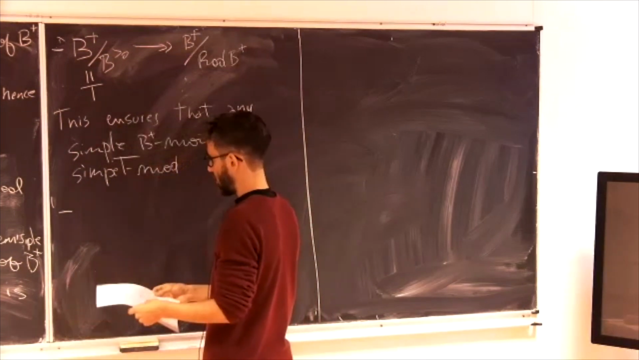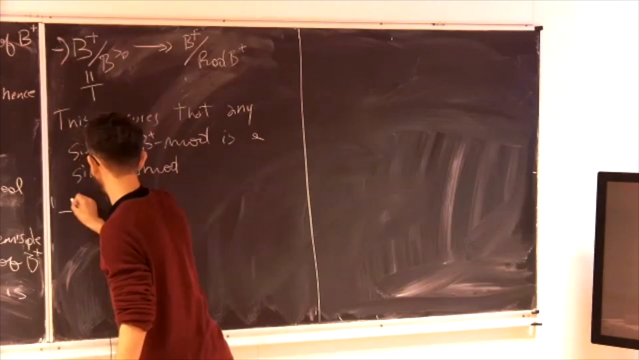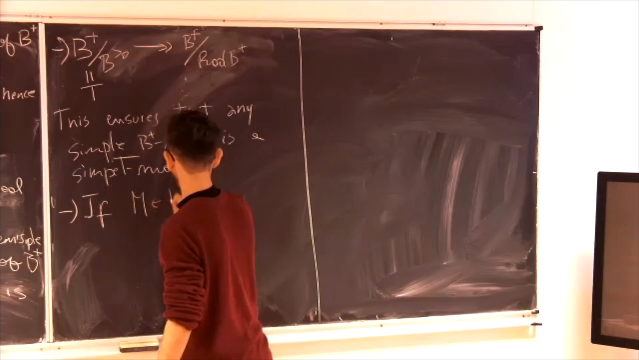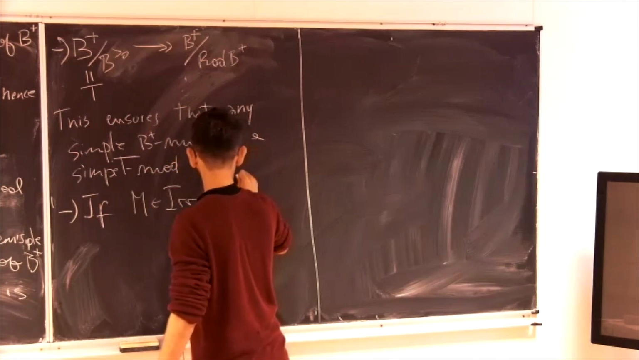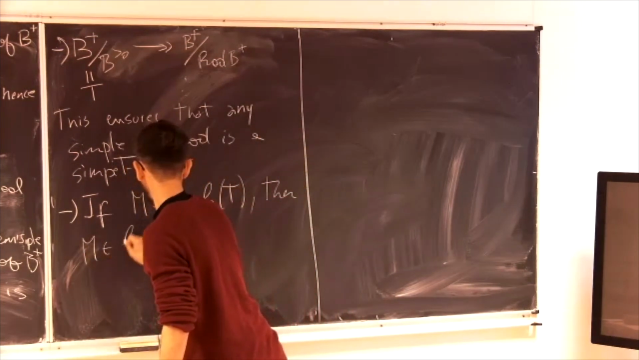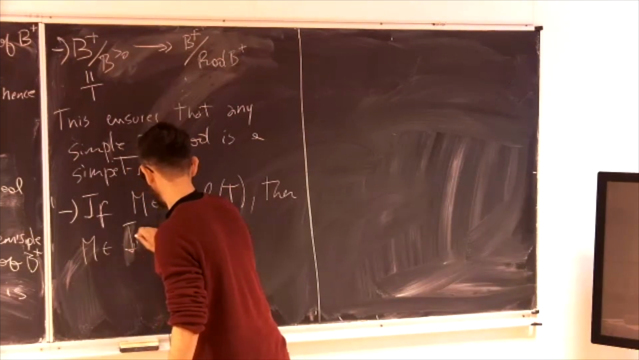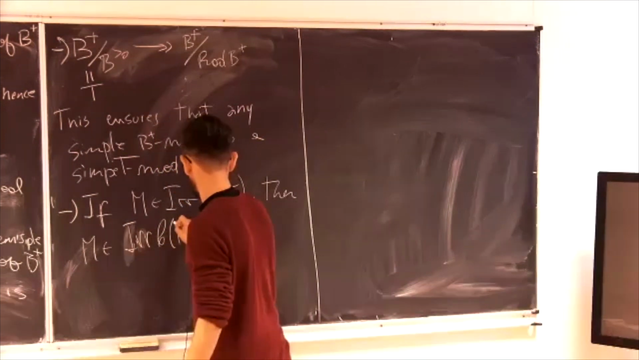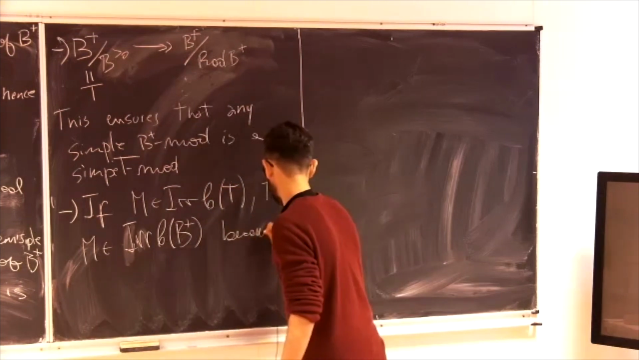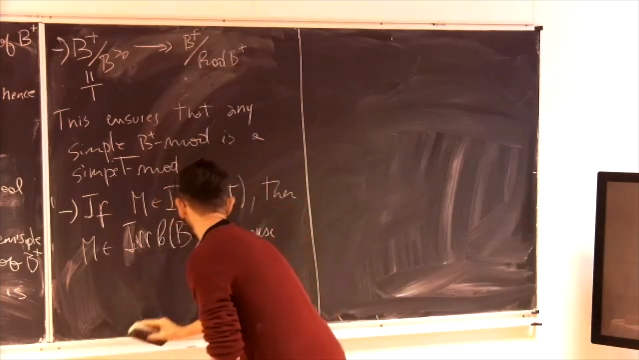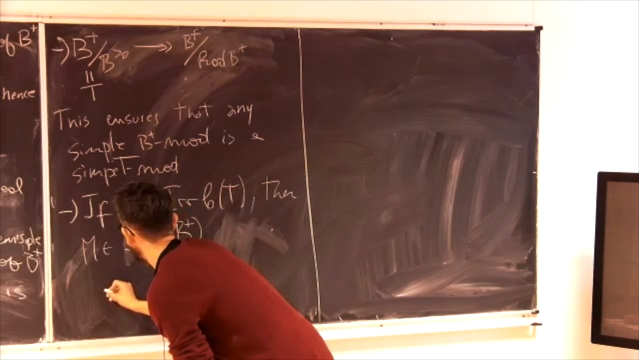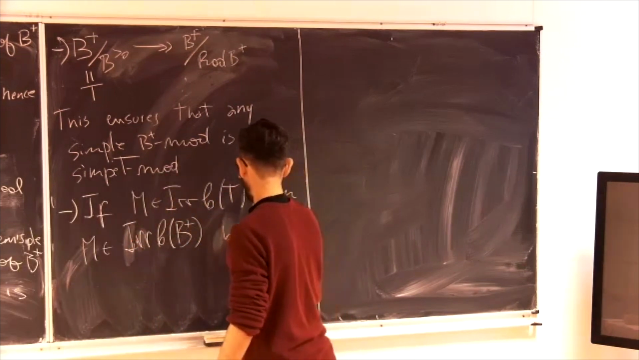And also, if M is a simple module over T, then M is a simple module over B plus, because using this action, it is M, because of the following functor.